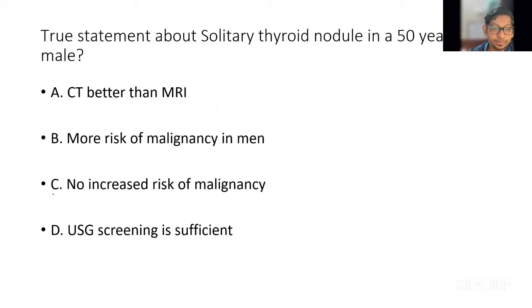So remember, in male gender, risk of malignancy is higher. Thyroid nodules, again, that is also one of the previous year questions. We'll be discussing that. So thyroid nodules are more common in female. Okay, one of the reasons we'll be talking about it. Autoimmune diseases are also more common. So thyroid disease in general is more common in female. However, in a male patient, the malignancy risk is always higher.